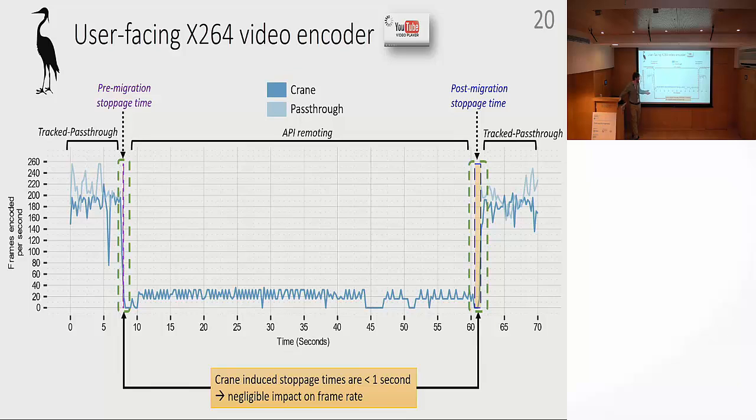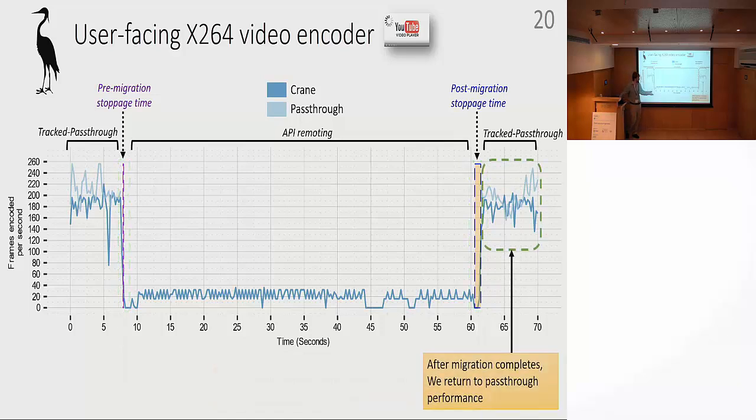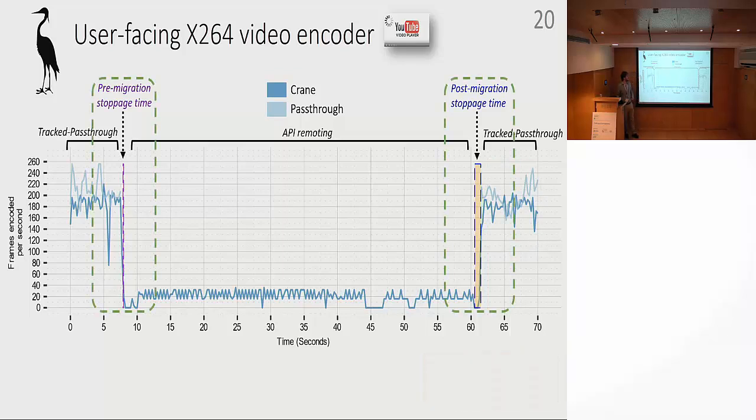Importantly, the stoppage times for the user-facing application are less than a second, which is great, which means you'll have no buffering time in the video. Then, after we migrate, we return to pass-through performance. So let's just look at what's going on during these stoppage times, just out of curiosity to see where the bottlenecks are.